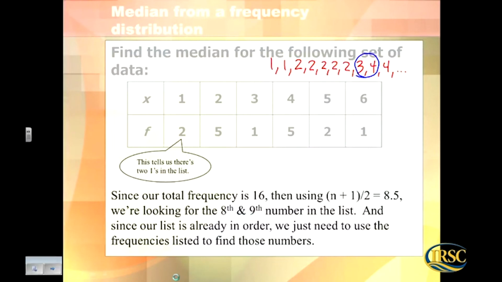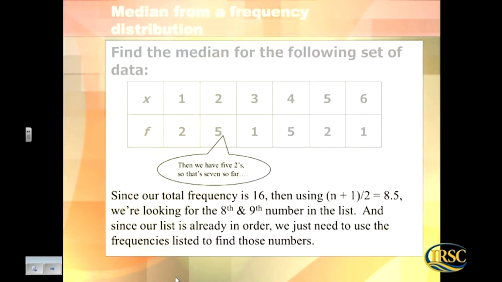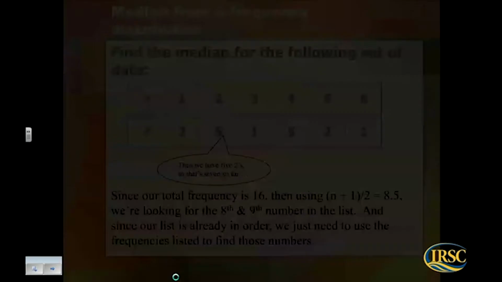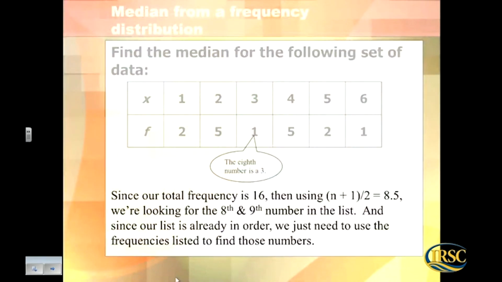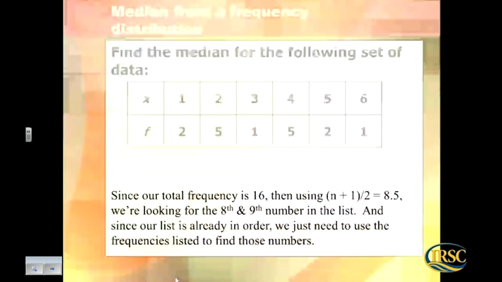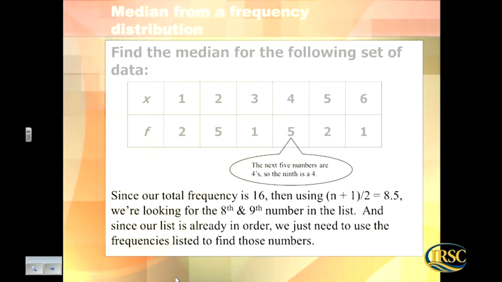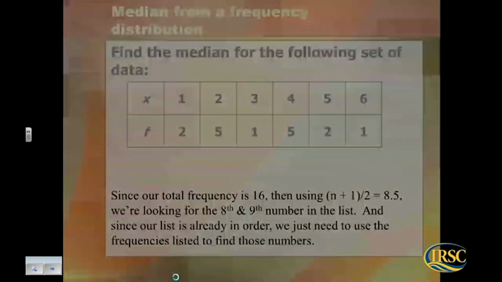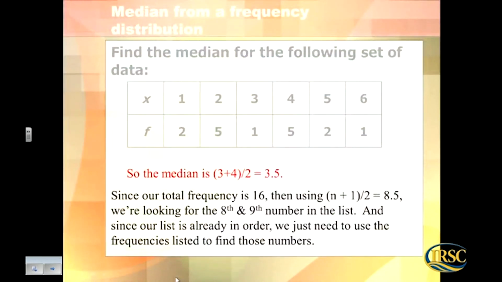There are 2 1s in the list. There are 5 2s, so that's 7 so far. The 8th number is a 3. And then the next 5 numbers are 4s, so the 9th is a 4. Exactly what I just wrote out, you can do in your head that way. Using that 3 and 4, 3 plus 4 is 7, divided by 2 is 3.5. So that is the median of this list. Remember that our mean was 3.19, and our median is 3.5.